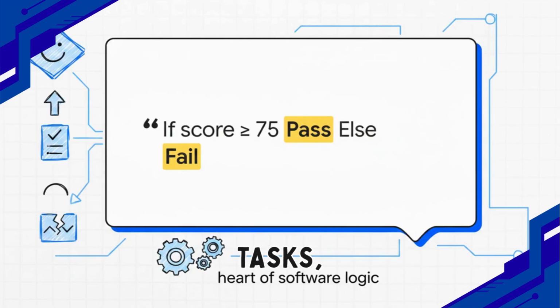And as you build those tasks, you're going to use our third core skill, decision-making. Programs constantly need to make decisions. Think about academic grading for a second. If score is greater than or equal to 75, then pass, else fail. That simple conditional statement is the beating heart of software logic. Once you can identify the decisions that need to be made, the code almost writes itself.